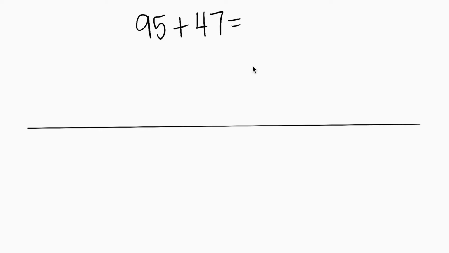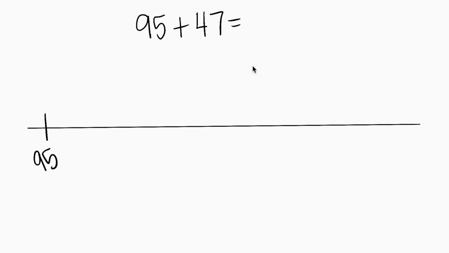And what we want to do to start with is we want to look at the 95 and the 47, and we want to decide which of those numbers we want to start with on our number line. So think about that for just a second. Which number do we want to start with, 95 or 47? Well, if you said 95, you are correct. And the reason we want to start at 95 is because we have less to add with the 47.